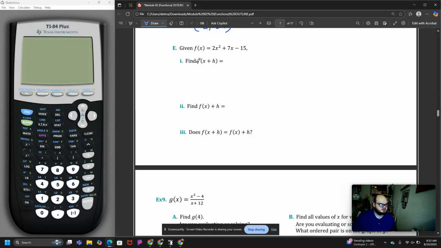This one wants us to replace the x with x plus h. Okay, so it's going to look like this. And then we would just solve it down. So we know that this means I've got 2 of these. Let me go ahead and distribute. 7 times x is 7x, and 7 times h is 7h.